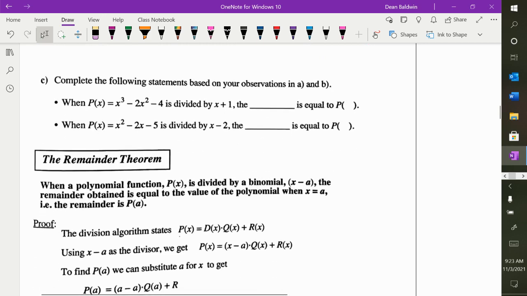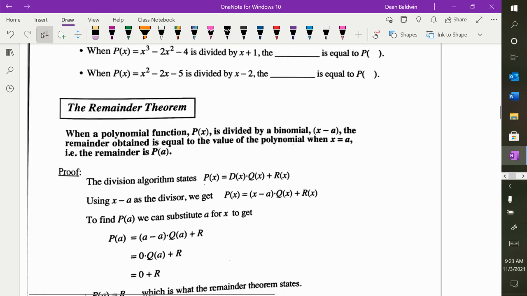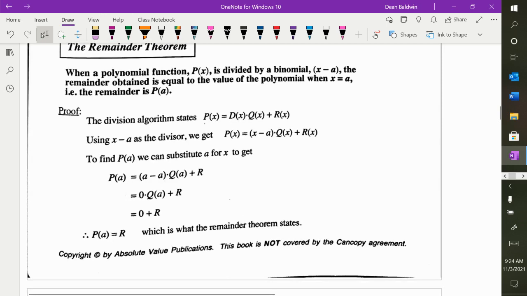All right. This is called the remainder theorem. Pretty clever name, huh? And all it says is when a polynomial function p of x is divided by the binomial x minus a, the remainder is equal to the value of the polynomial when x is equal to a, i.e., just put a into the function. That's all it says. And if you want the proof, this is a quick little proof.